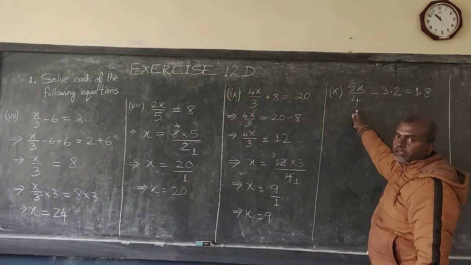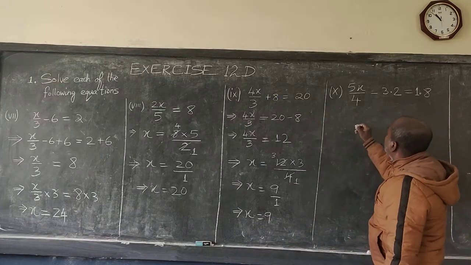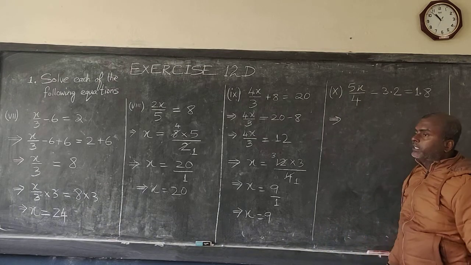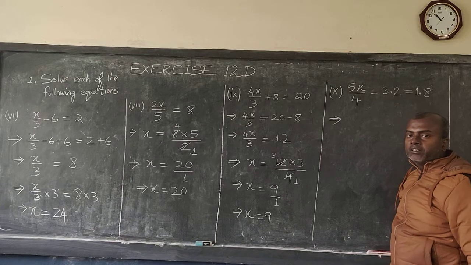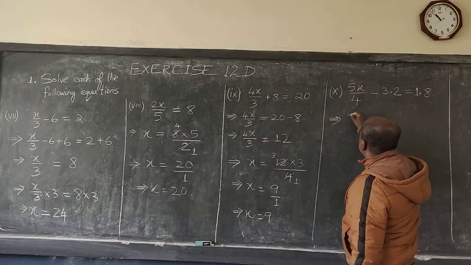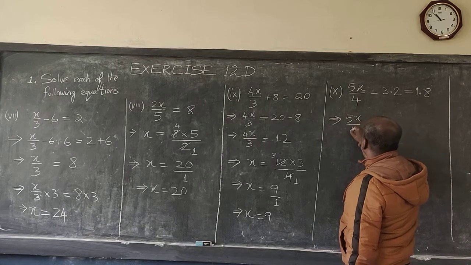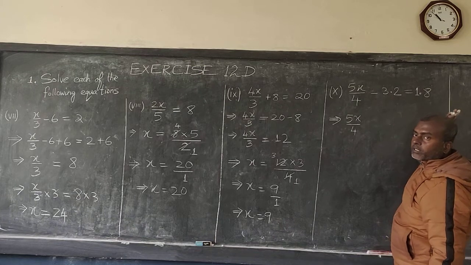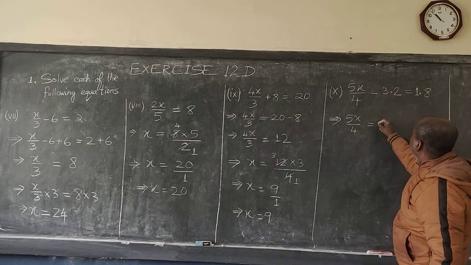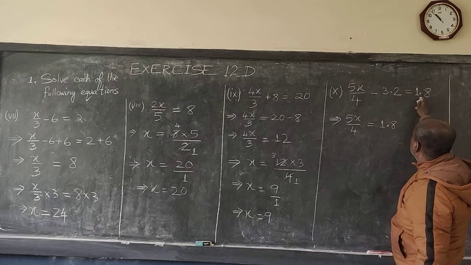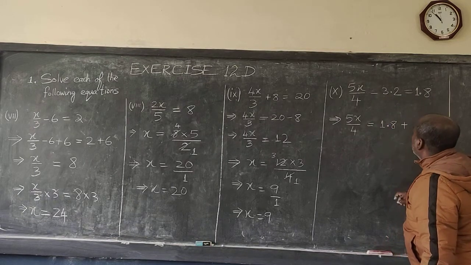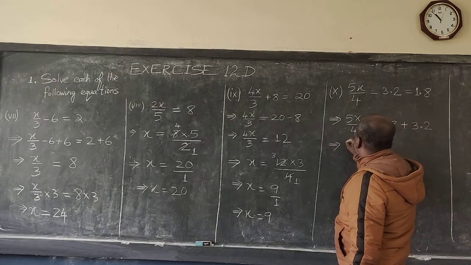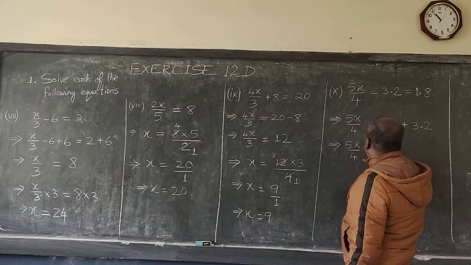Coming to the last sum of this particular question. We have 5x by 4 minus 3.2 equals to 1.8. Now you have to use the knowledge of your decimals. Okay, decimals are involved here. Let's use again shifting method only. So minus 3.2 from the left side will go over the other side, and from minus it will change to plus. So this side you have already 1.8. Minus 3.2 will come this side and become plus 3.2. So 5x by 4 will be equal to how much?